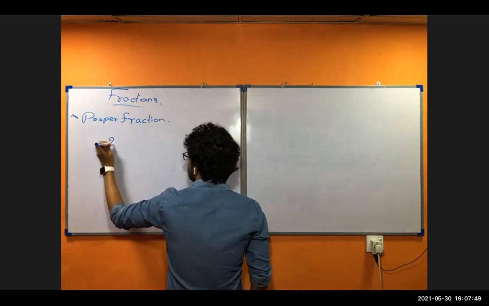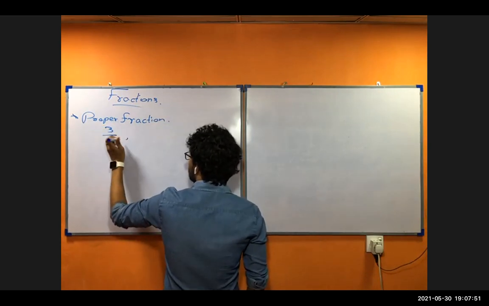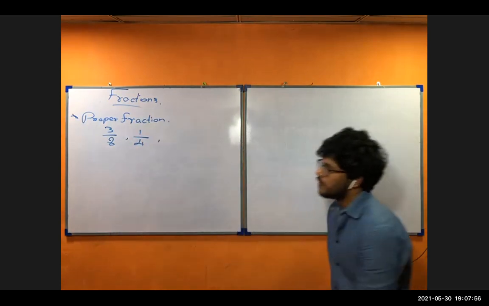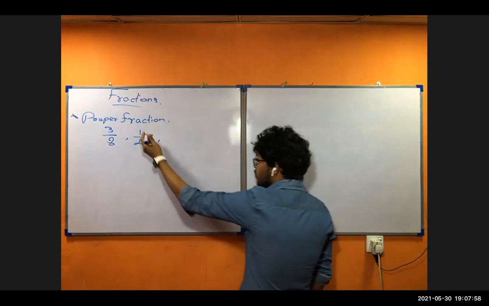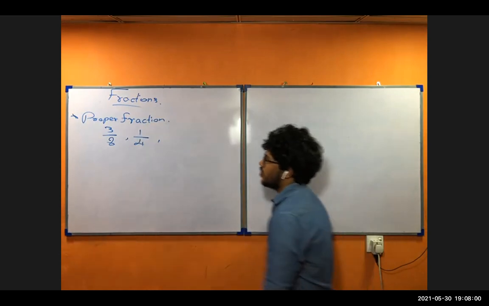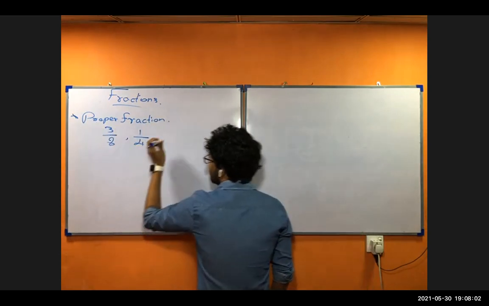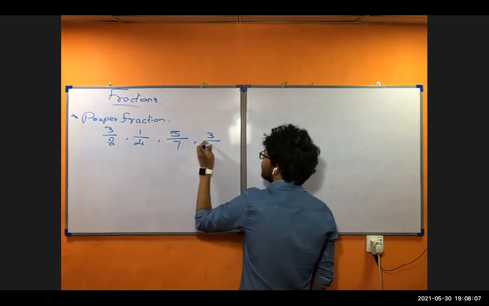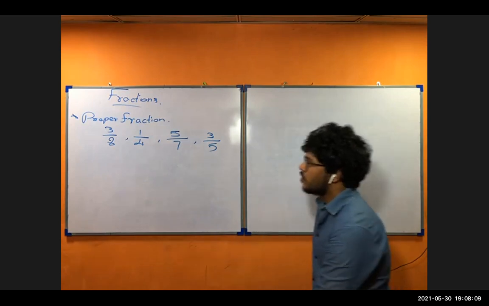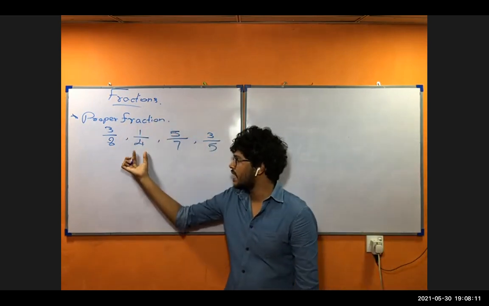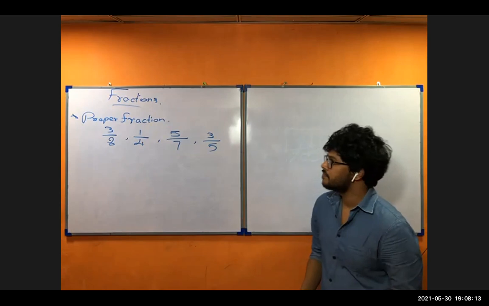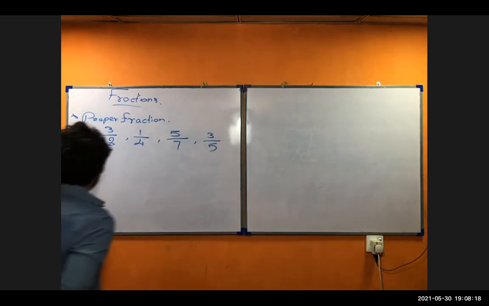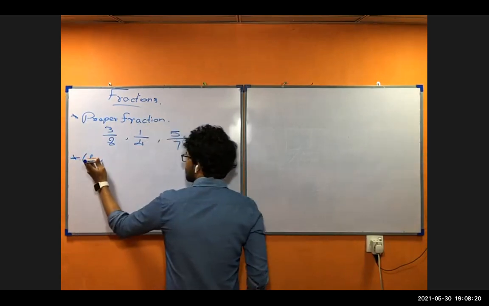Any fraction where the numerator is smaller than the denominator. You know this is the numerator, this is the denominator. If the numerator is smaller than the denominator, we call them proper fractions, right? So the number above should be smaller than the number lying below. Okay, so nothing complex.